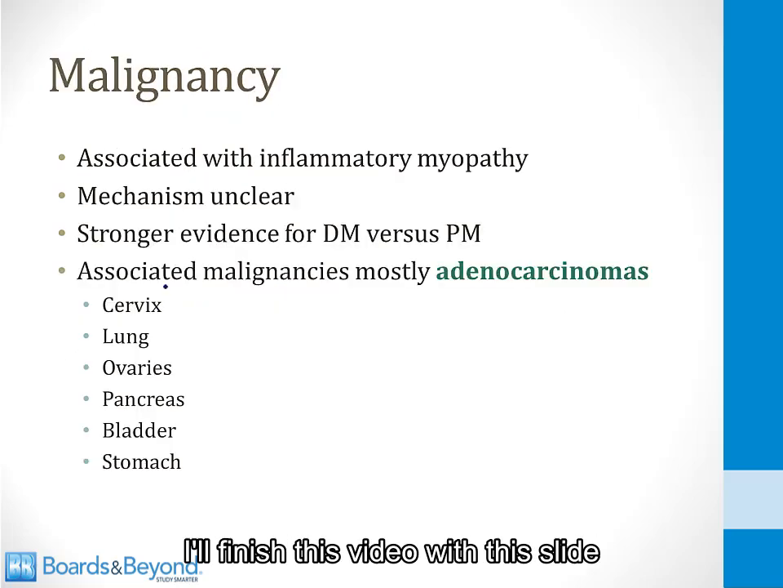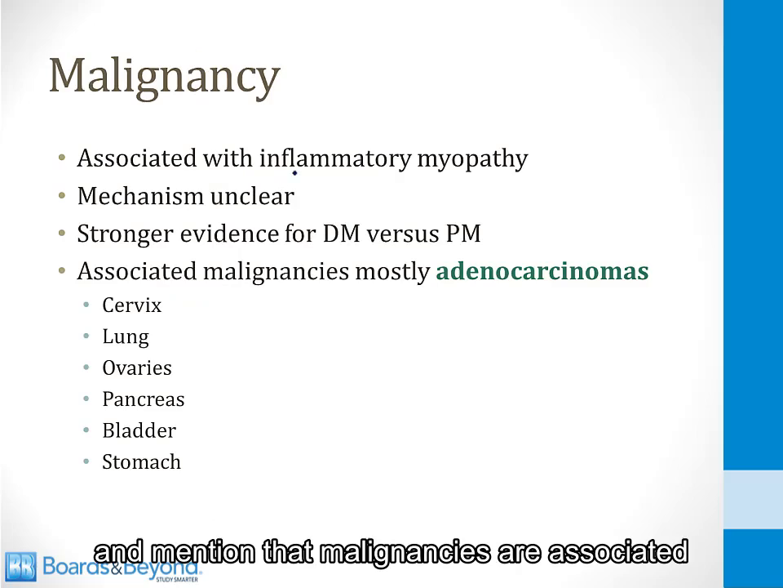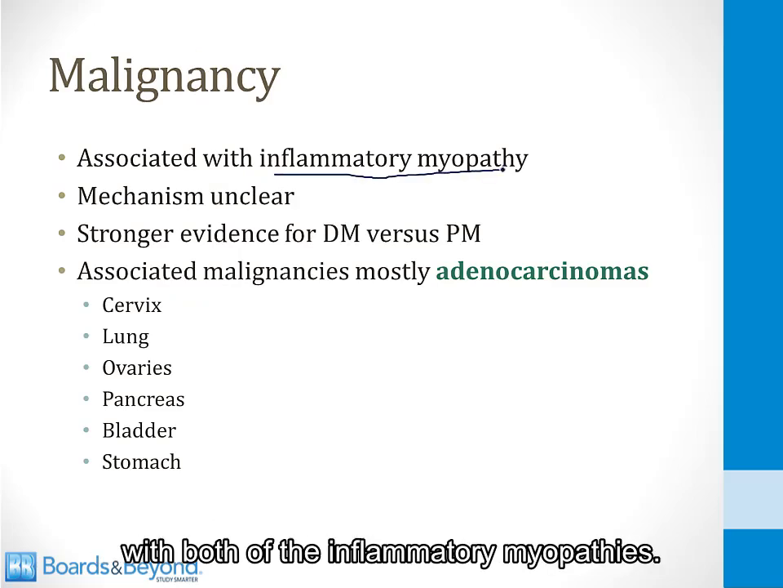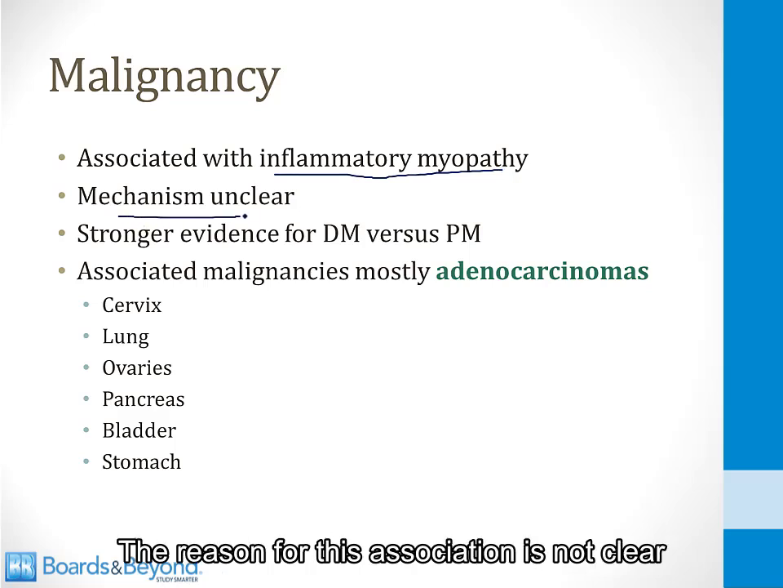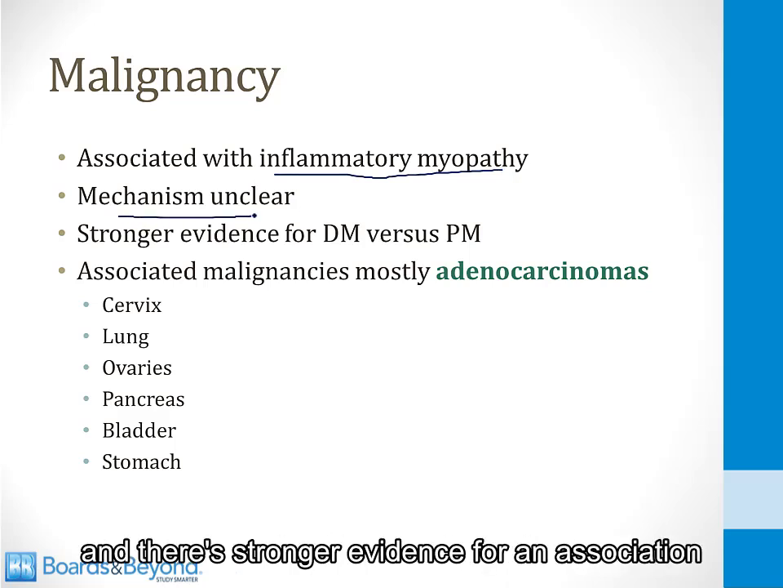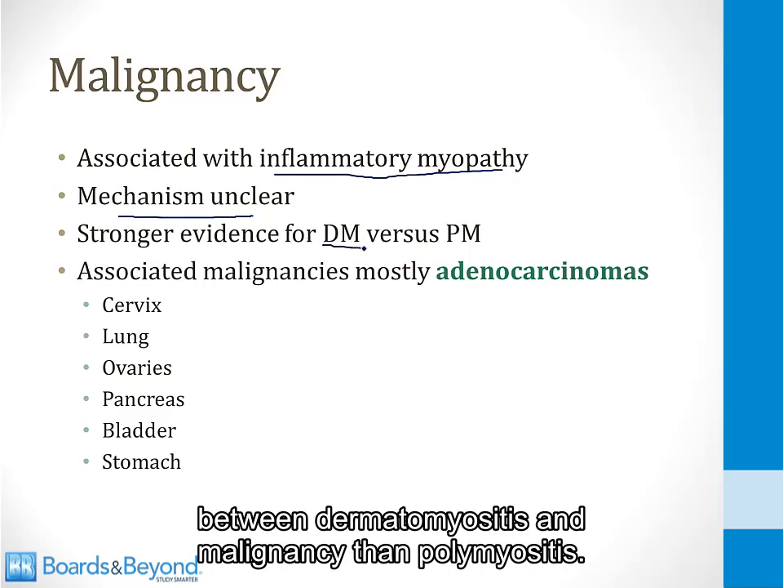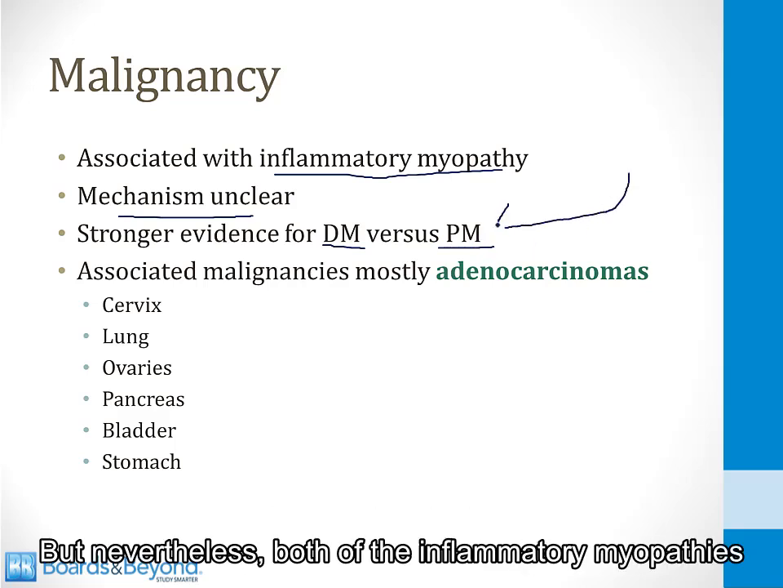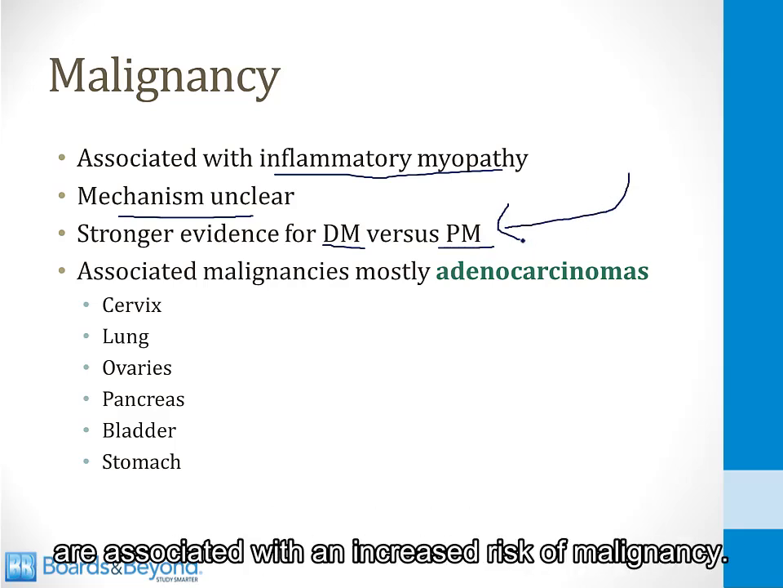I'll finish this video with this slide and mention that malignancies are associated with both of the inflammatory myopathies. The reason for this association is not clear, and there's stronger evidence for an association between dermatomyositis and malignancy than polymyositis, but nevertheless, both of the inflammatory myopathies are associated with an increased risk of malignancy.